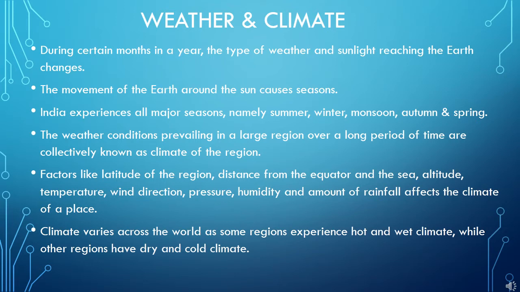Factors like latitude of the region, that is the distance from the equator of any place, distance from sea, altitude, that is the height, wind direction, the pressure, humidity and amount of rainfall affect the climate of a place. Climate varies across the world as some regions experience hot and wet climate while the other regions have dry and cold climate. So now children, let us know some of the factors affecting the climate in detail.